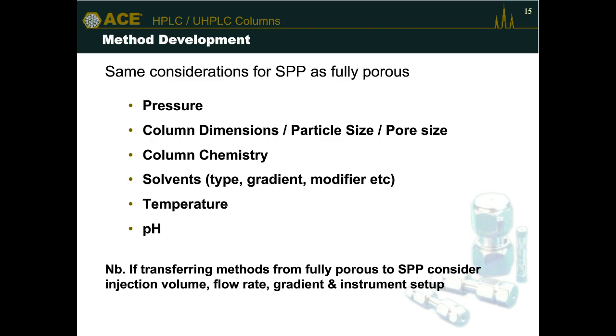And really, when I sat and thought about how we would go about developing a method with a solid core column, all of the considerations are the same as I would have for a fully porous phase. You know, I need to think about the pressure. Can I use an HPLC system, or do I need to use the UHPLC system? What size column am I going to choose? And there's differences because I'm looking at a solid core phase compared to a fully porous. So it's not the 3, 5, 10 micron that we've historically had. I've got some differences in particle size, pore size.